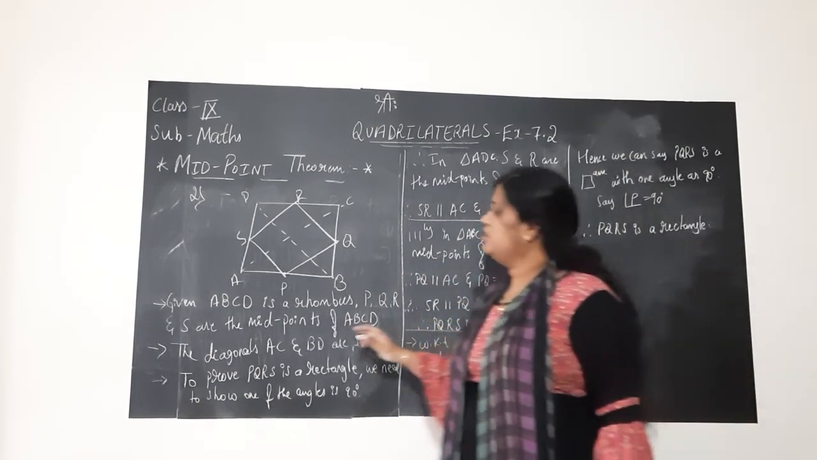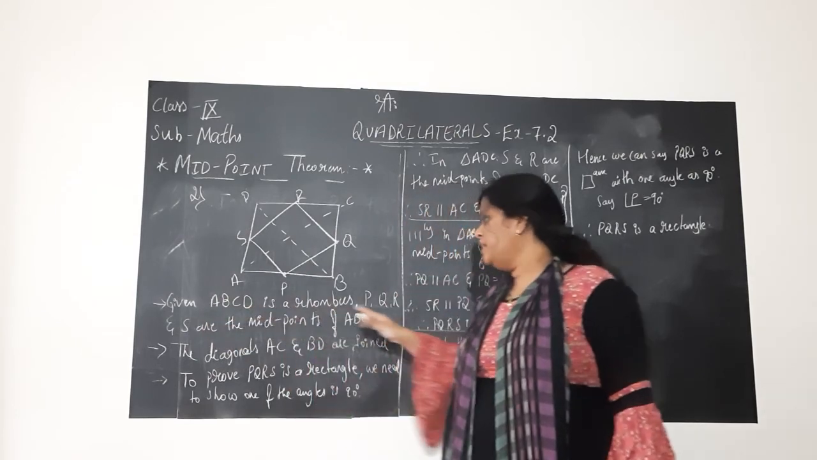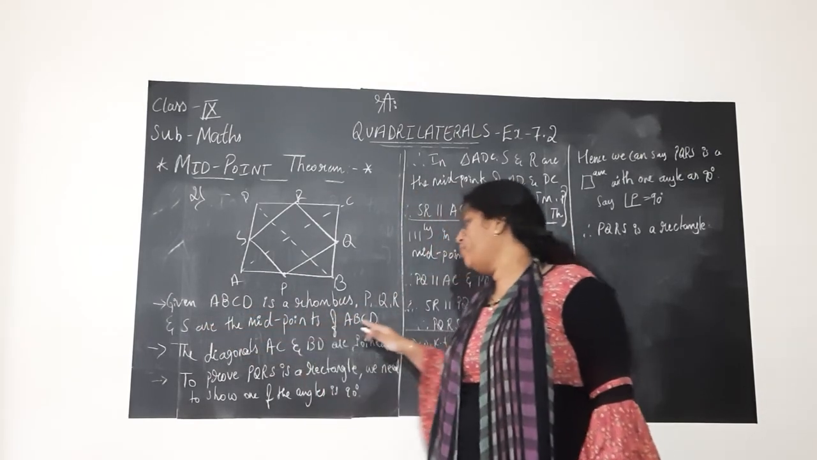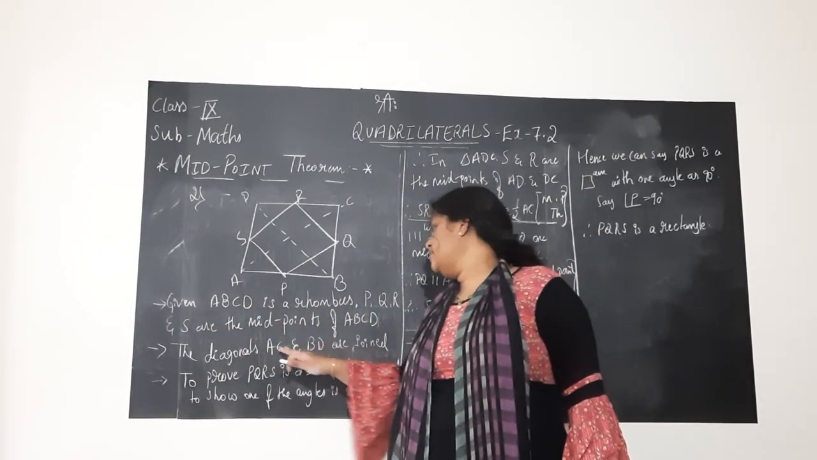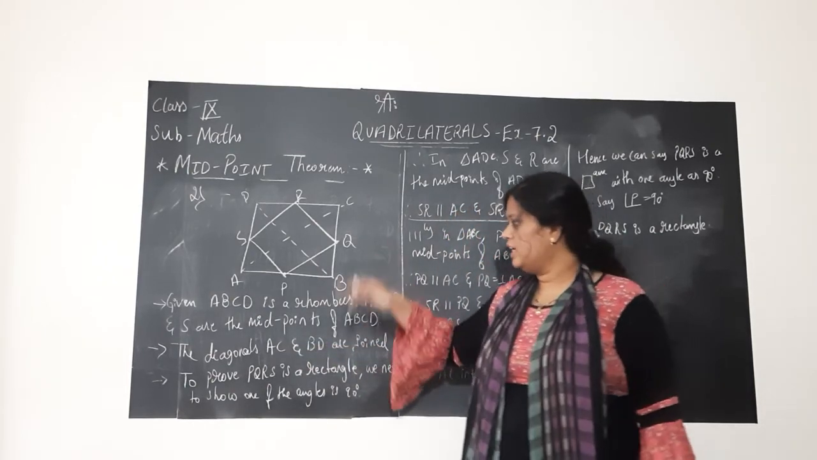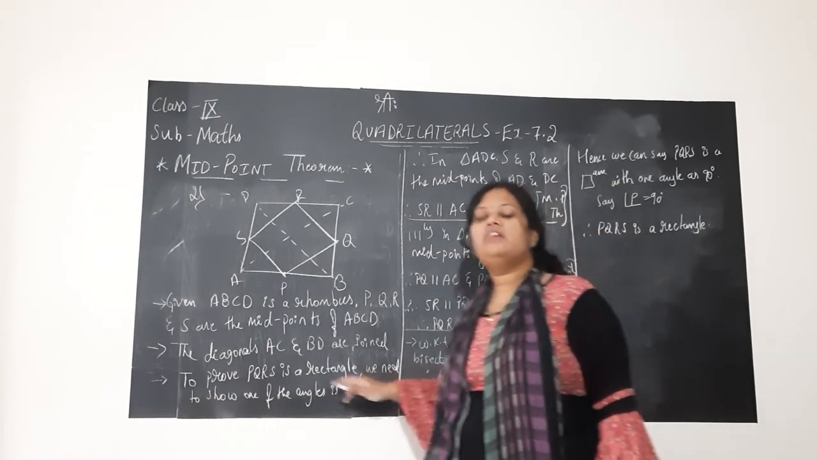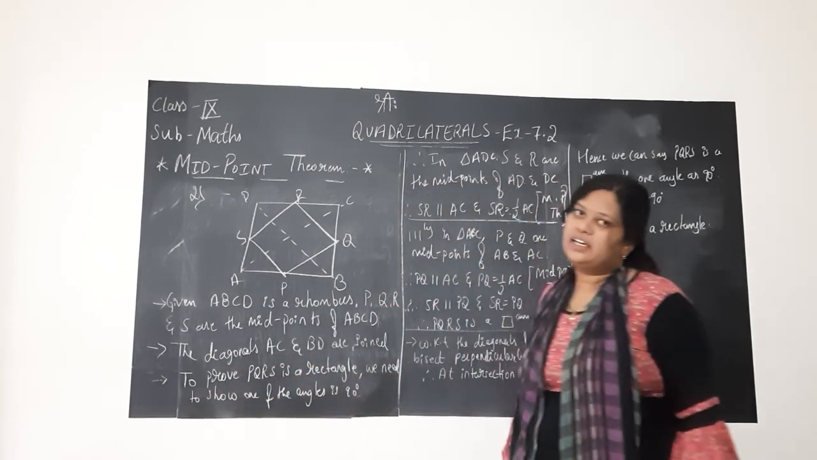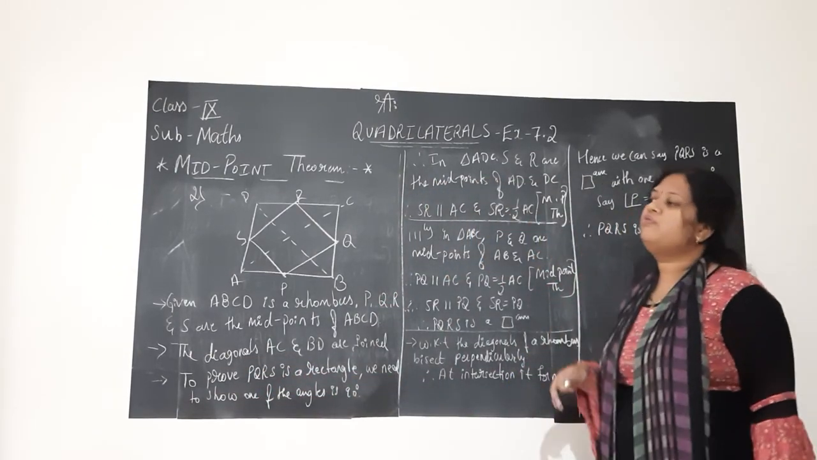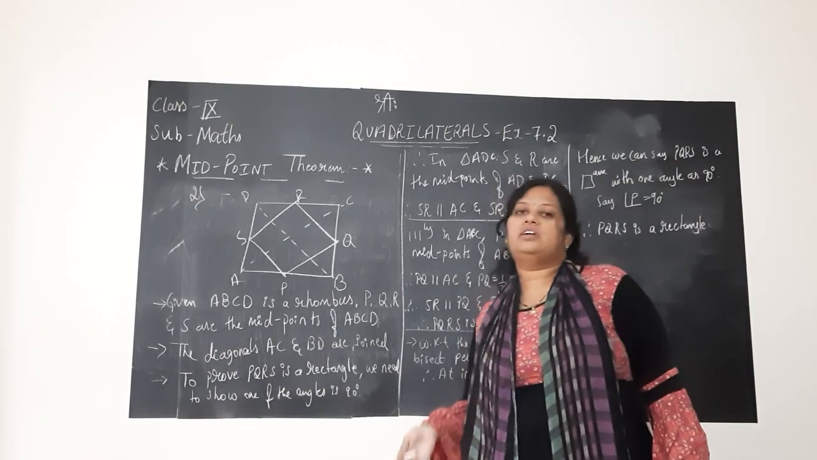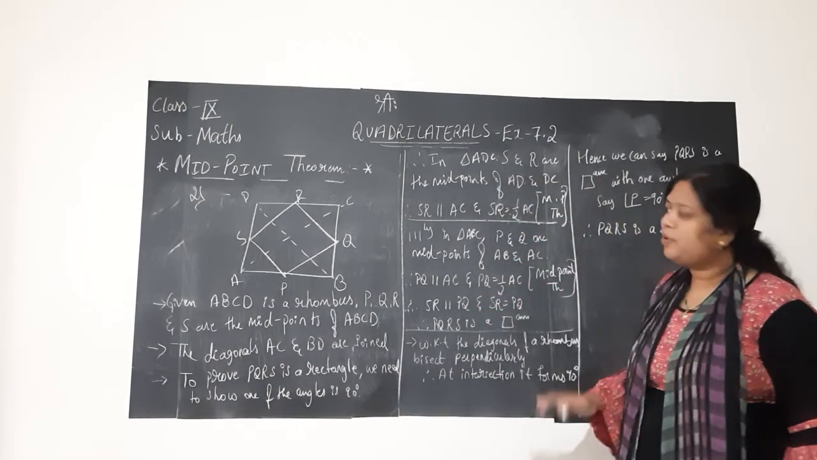Okay, now first the given data: ABCD is a rhombus, P, Q, R and S are the midpoints of the sides of ABCD. Diagonals AC and BD are joined, the dotted lines you can see. We need to prove that PQRS is a rectangle. Then we need to show that one of the angles is 90 degrees. In any quadrilateral, if you prove one of the angles is 90 degrees, then you can say that the quadrilateral is a rectangle according to properties.